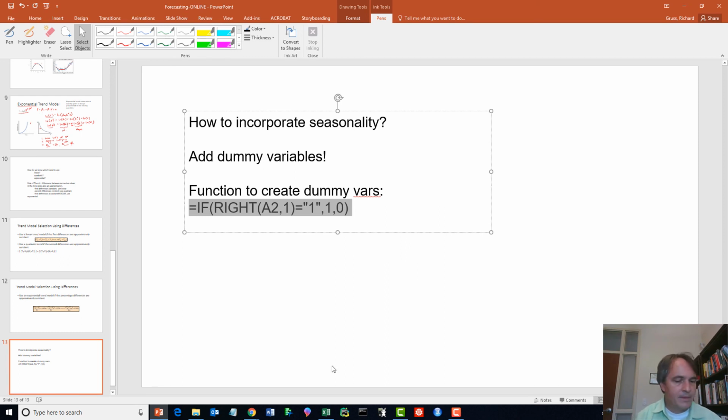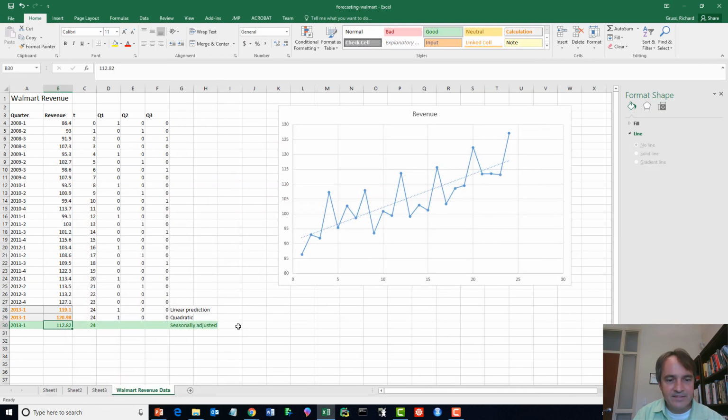Okay. So that's how you go about doing forecasting based on regression.